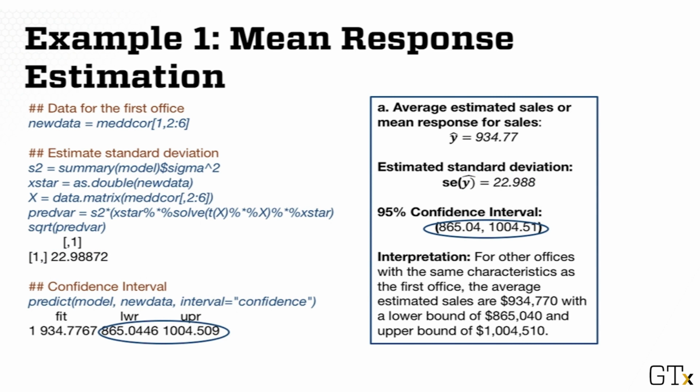For other offices with the same characteristics as the first office, the average estimated sales will be in a range of 934,770, with a lower bound of the sales of 865,000 and an upper bound of 1,004,000.